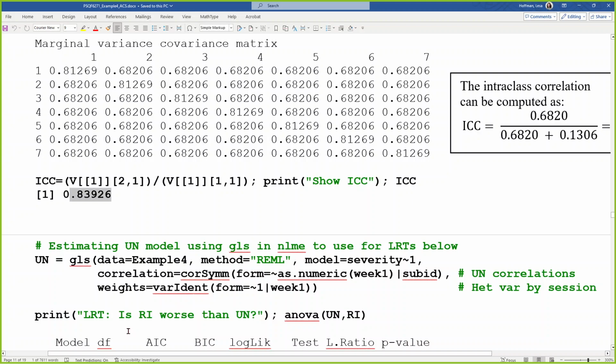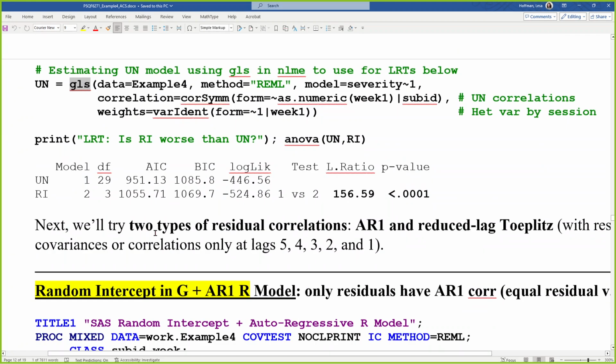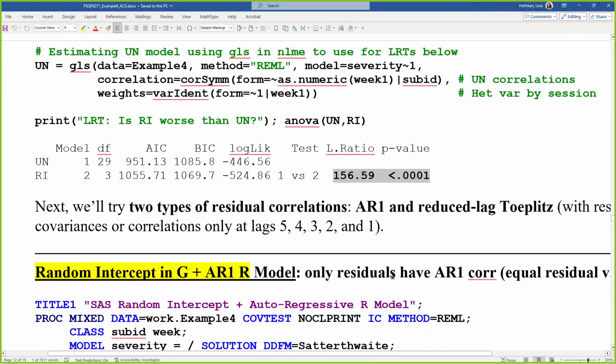But there, we can get an intraclass correlation by using the objects and computing it ourselves. Let's see, I had to re-estimate the unstructured model using GLS in order to do a likelihood ratio test, and it is decidedly worse. So same thing that we found earlier.